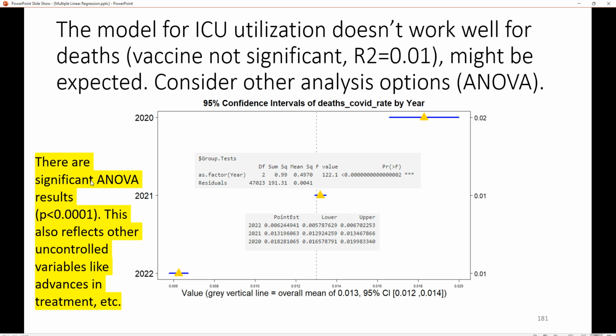And we see that there are significant ANOVA results, and that's the graph that we're looking at, the tables within the graph. The p-value is on the right side, and that's far lower than 0.0001. This also reflects other uncontrolled variables like advances in treatment, etc.